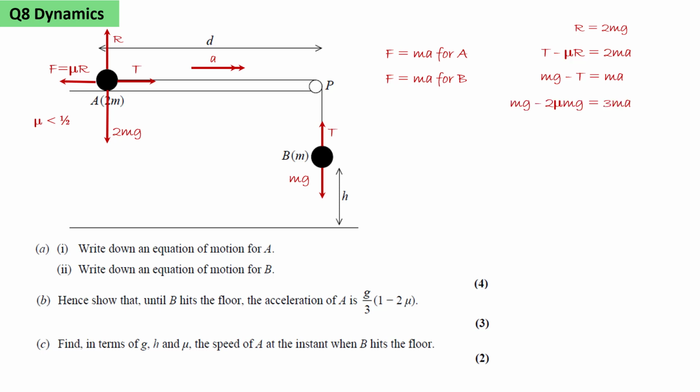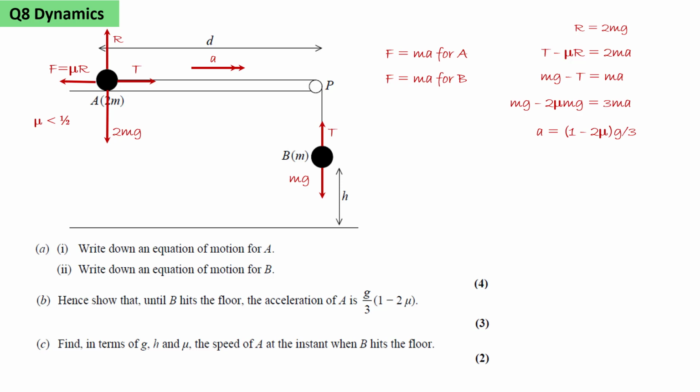Adding the two equations eliminates the tension and leaves us with an equation which we can rearrange to give an expression for a, (1 minus 2μ)g divided by 3, which is what we're asked to show.